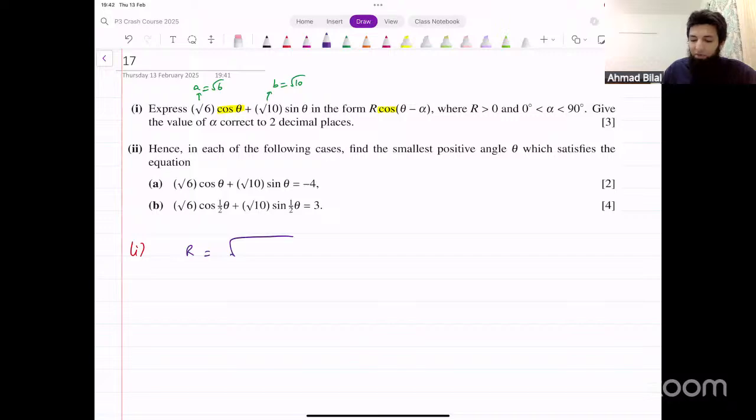R equals square root of A squared plus B squared. That means square root of 6 whole squared plus square root of 10 whole squared. 6 plus 10 is 16. Square root of that is 4. R equals 4. And then tan of alpha equals B over A. That means square root of 10 divided by square root of 6. What's tan inverse of this?